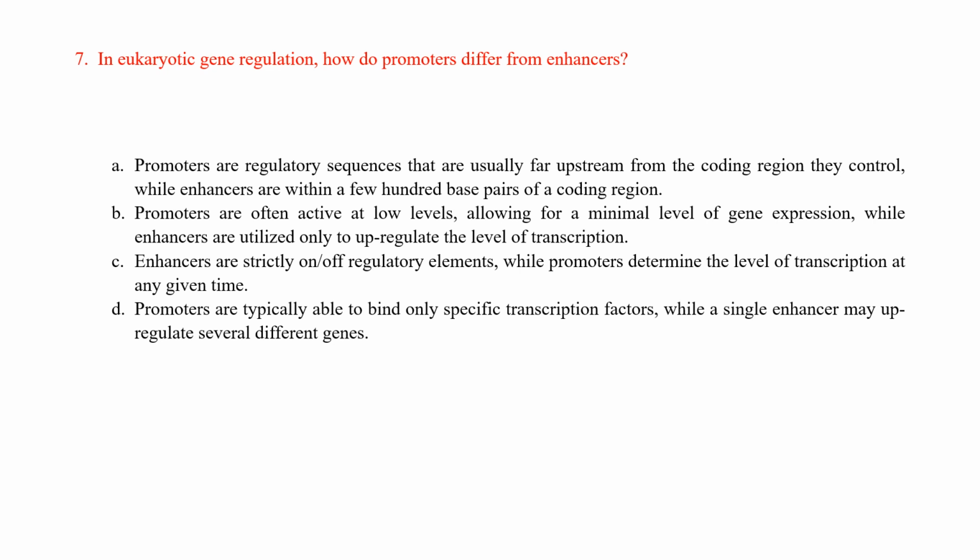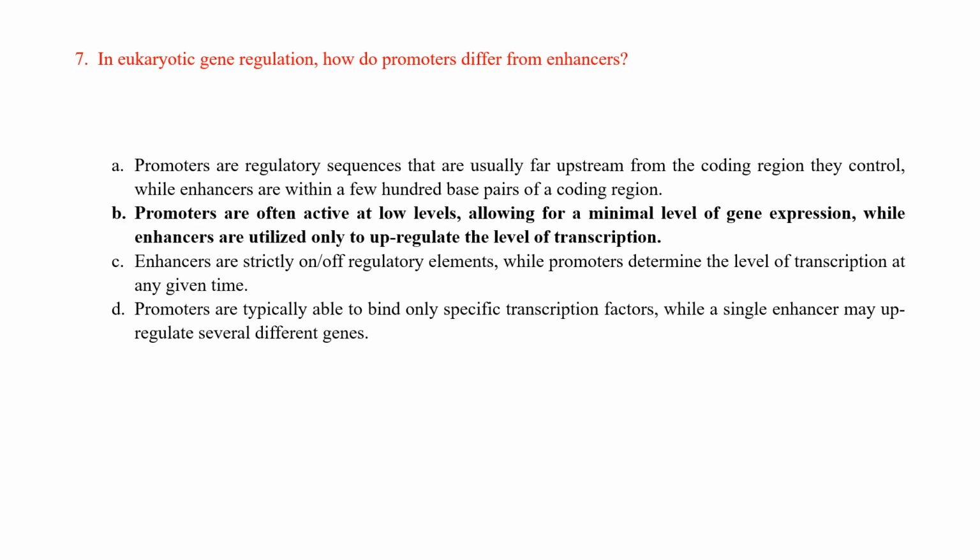Number 7, in eukaryotic gene regulation, how do promoters differ from enhancers? Letter A, promoters are regulatory sequences that are usually far upstream from the coding region they control, while enhancers are within a few hundred base pairs of the coding region. B, promoters are often active at low levels, allowing for a minimal level of gene expression, while enhancers are utilized only to upregulate the level of transcription. Letter C, enhancers are strictly on-off regulatory elements, while promoters determine the level of transcription at any given time. Or D, promoters are typically able to bind only specific transcription factors, while a single enhancer may upregulate several different genes. The answer is B, promoters are often active at low levels, allowing for a minimal level of gene expression, while enhancers are utilized only to upregulate the level of transcription.